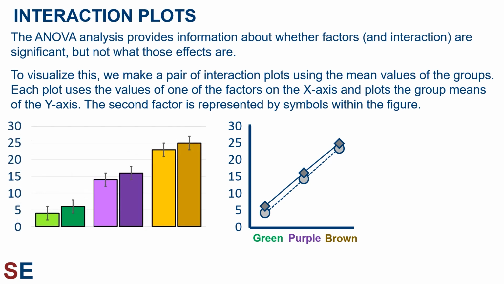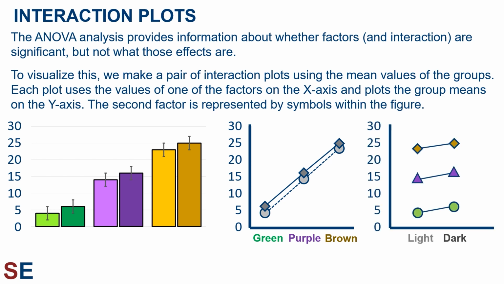This interaction plot is great for visualizing the effect of the factor on the x-axis, color, but that's just one of our factors, so we typically also look at a second plot with the other factor on the x-axis. Now, each shade value on the x-axis has 3 values associated with it, one for each of the values of the color factor. The values of 4, 16, and 23 for the 3 light groups are shown, along with the 6, 16, and 23 for the 3 dark groups.